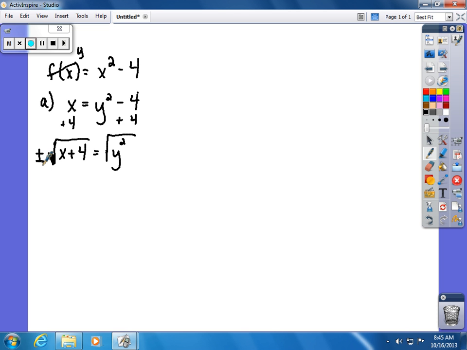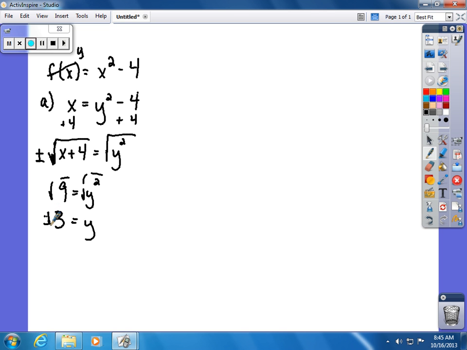And the reason for that is, if you think about it, say we were solving 9 equals y squared. I would again take the square root of both sides, and if you forget the plus and minus, you'll get 3. But if you think about it, negative 3 also satisfies this, right? Because negative 3 times negative 3 is positive 9. So negative 3 is also a solution to something squared equaling 9. So that's why this is plus or minus.